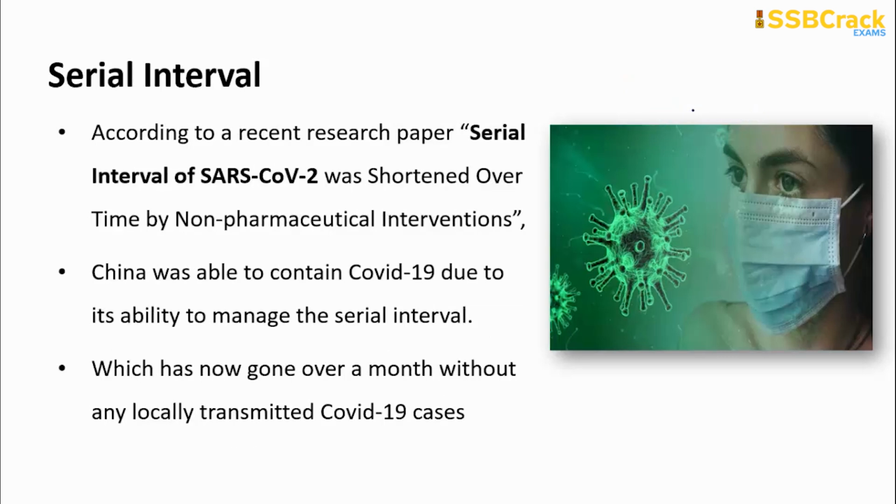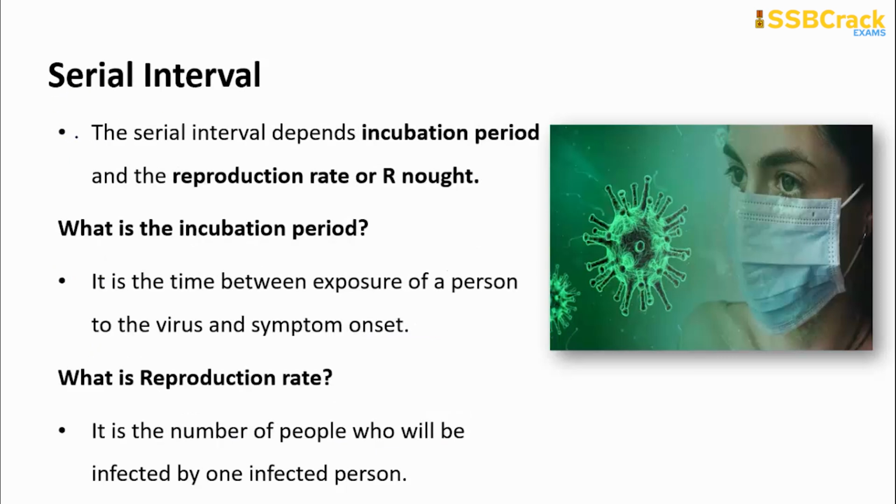Now, according to a recent research paper, the serial interval of SARS-CoV-2, which is the coronavirus, was shortened over time by non-pharmaceutical interventions. China was able to contain COVID-19 due to the ability to manage the serial interval, and China has now gone over a month without locally transmitted COVID-19 cases. This serial interval depends on the incubation period and the reproduction rate, which is also known as R0. So serial interval depends on two factors. The first factor is the incubation period and the second factor is the reproduction rate.